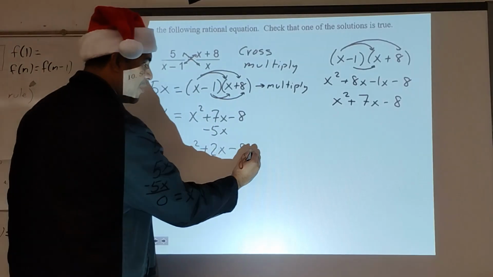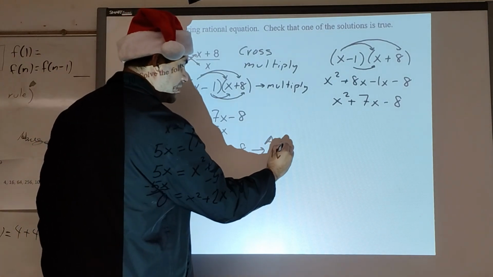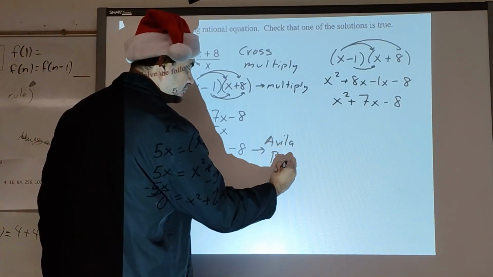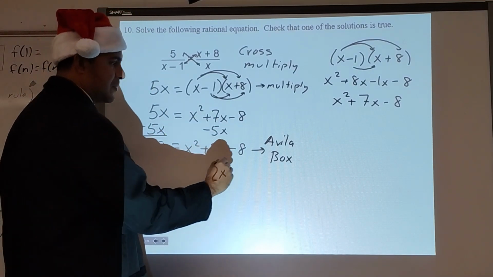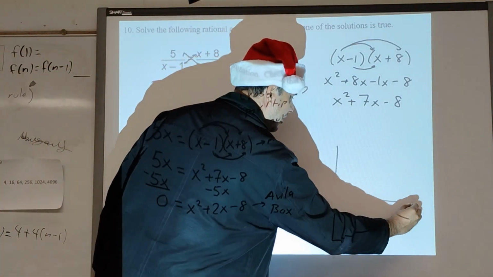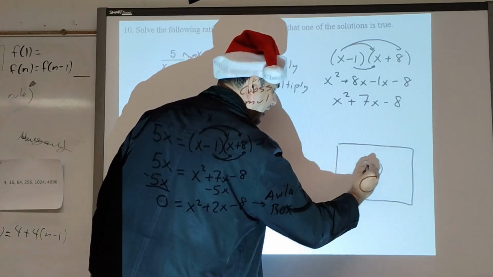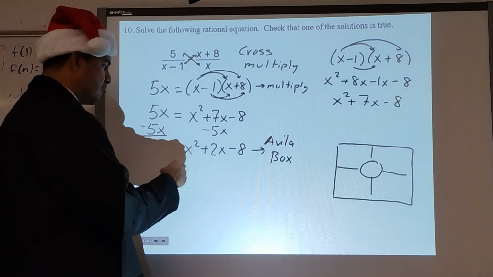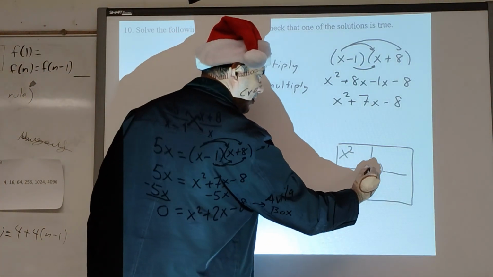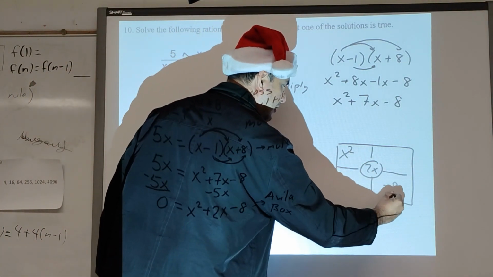To do that, we're going to do something I taught you called the Avila box. We're going to write our polynomial here, x squared plus 2x minus 8, into the inside part of the Avila box and find the factors on the outside that will make this true. So we have x squared plus 2x minus 8.